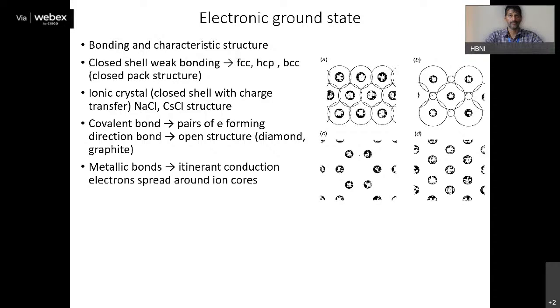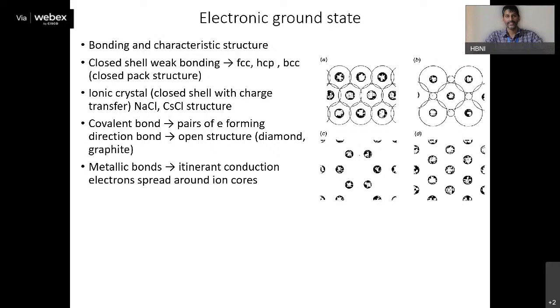And if you have again the closed shell with some charge transfer, then we have an ionic crystal, ionic bond, and we get a crystal structure like NaCl, cesium chloride, etc. And another situation is a covalent bond, where the pairing of electrons is done, and that leads to directional nature of the bond, which in turn gives basically an open structure like diamond and graphite. The pressure response of all these systems will be quite different.